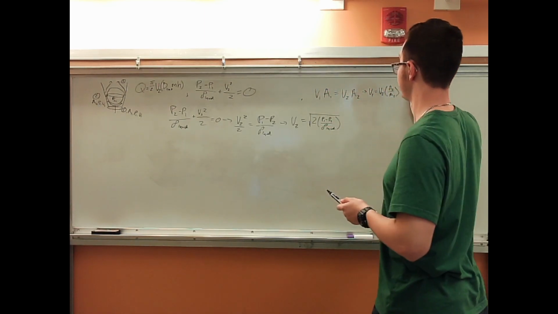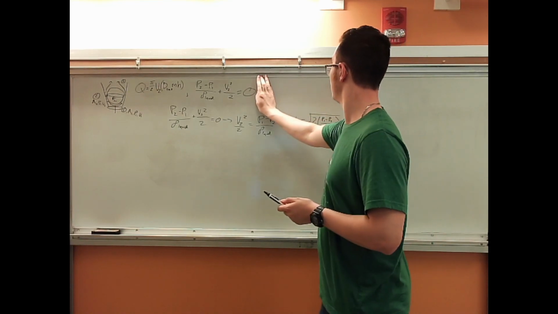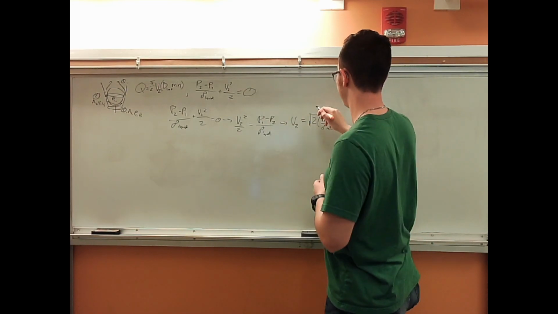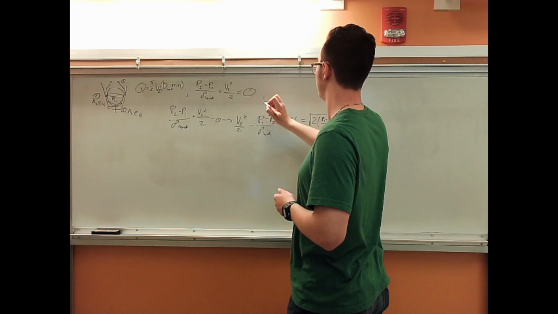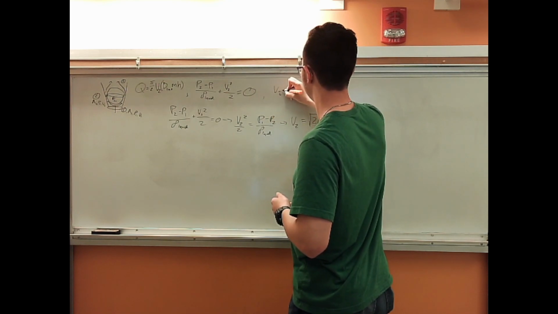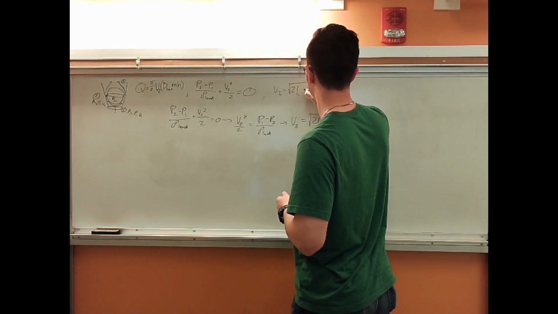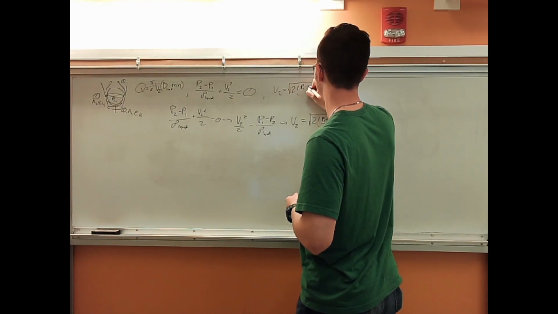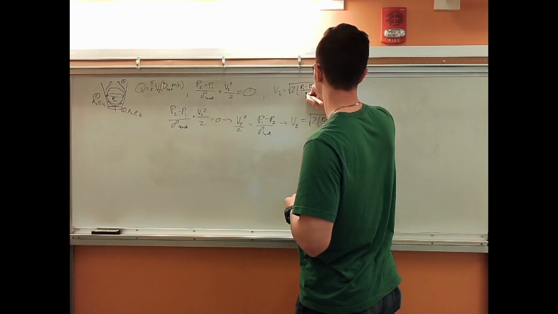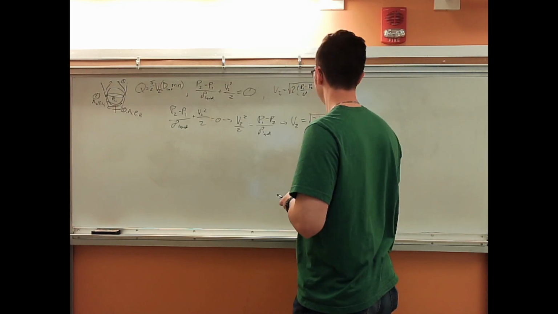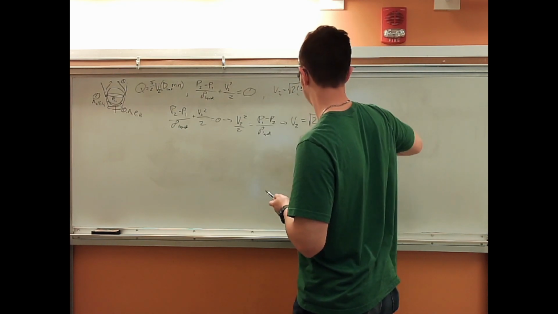And I'm going to erase this because I don't need it anymore. I'm going to move this up. So we've got V2 is equal to the square root of 2 multiplied by the difference in pressures between state 1 and state 2 divided by the density of the liquid.